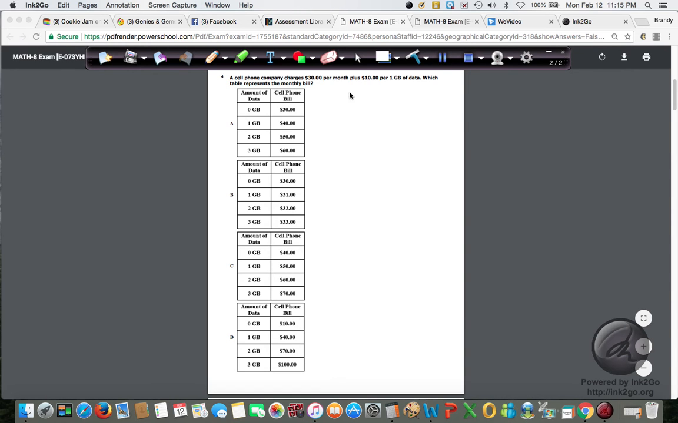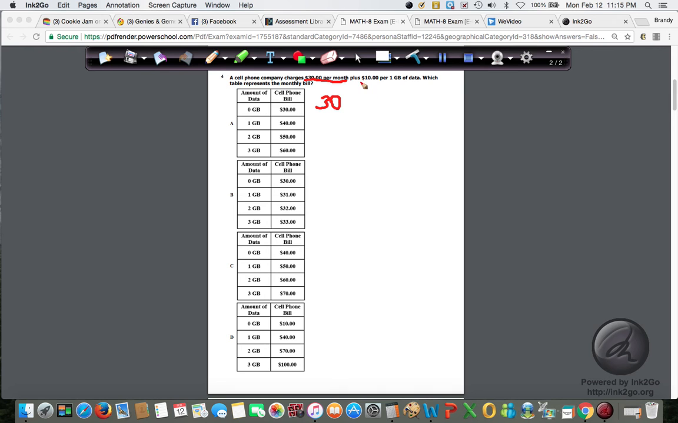Okay, for this one I had to make it smaller so it would fit on one screen. Number 4, a cell phone company charges $30 per month plus $10 per 1 gigabyte of data. Which table represents the monthly bill? This is what we talked about in class. The cell phone company charges $30, so we're going to underline this because it's small, $30 per month. So it doesn't matter if you use 1 gigabyte or 20 gigabytes, you are going to pay that $30.